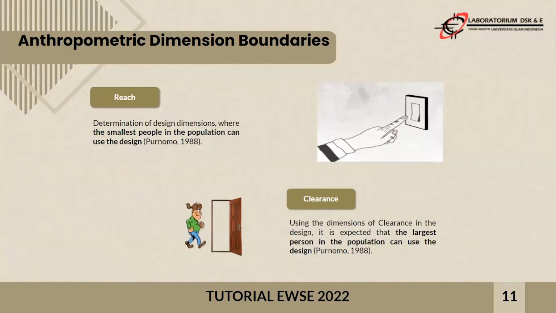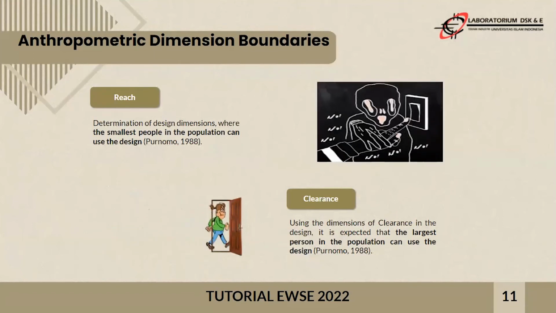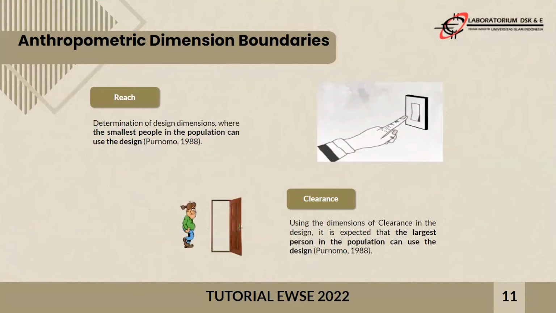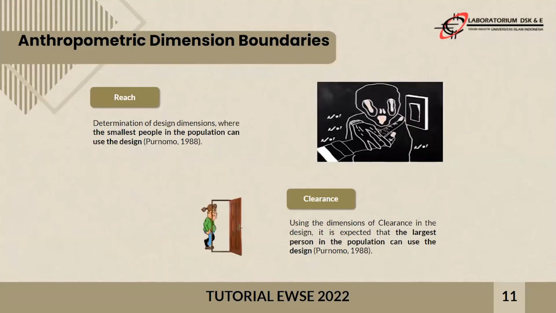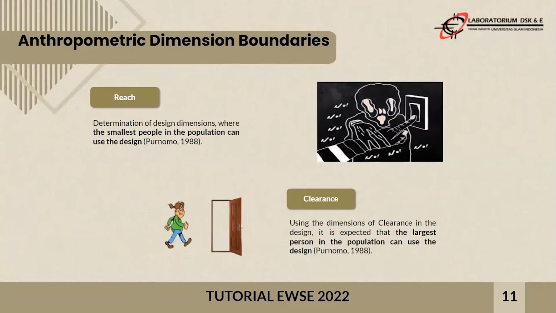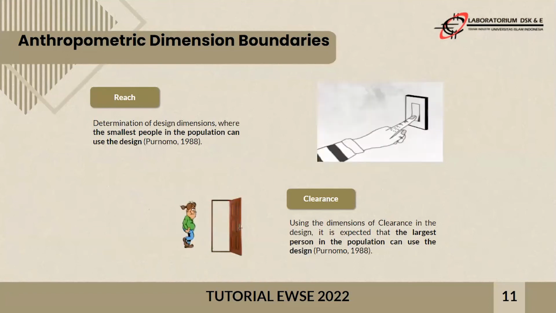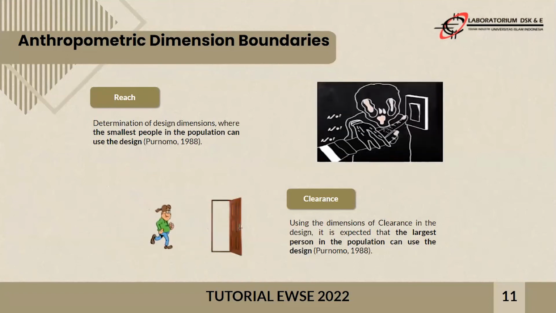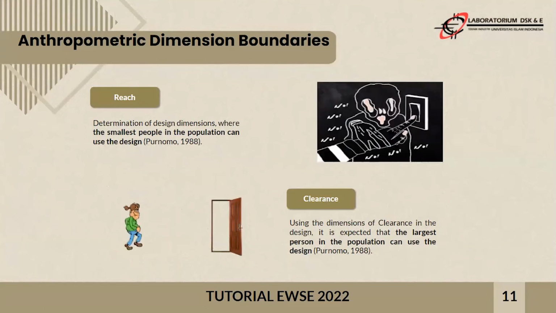Next is dimension of space. The use of space dimension in planning. It is expected that the largest people in the population can use the design. So, here when we do our design using the largest body size, for example like designing a door, we will choose the largest person's body size so that the person who has the largest body can use the door.